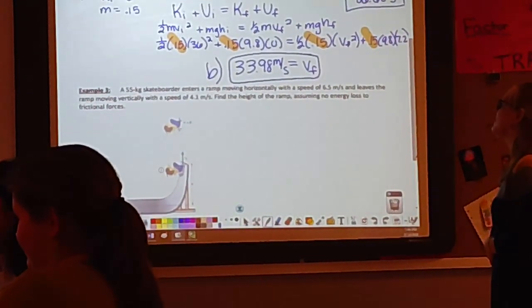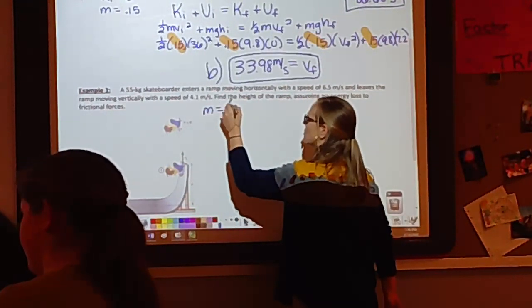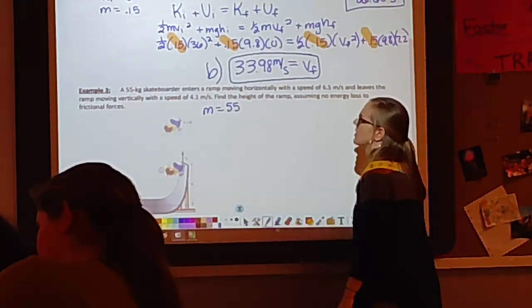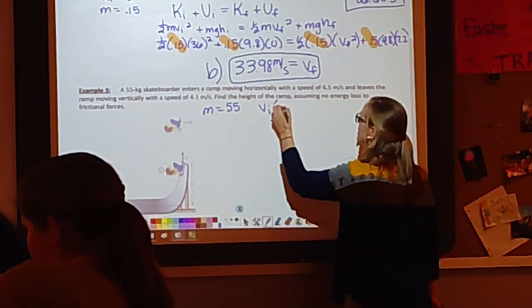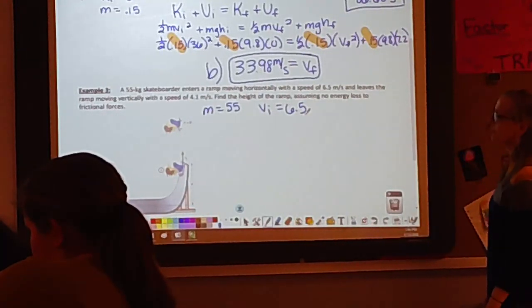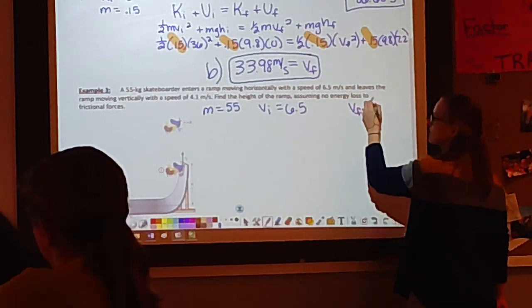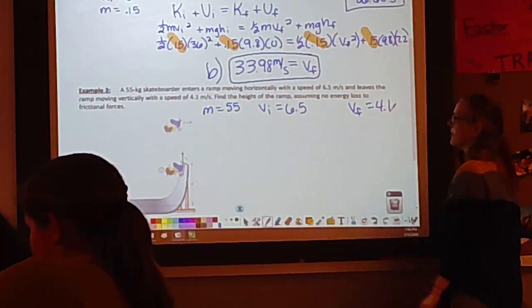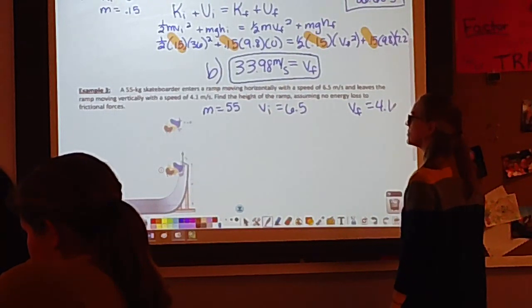A 55 kilogram skateboarder. Let's write m equals 55. Enters a ramp moving horizontally with an initial speed. I inserted the word initial. And leaves the ramp moving vertically with a speed. So that's the end, that's the final, because he's leaving the ramp. Find the height of the ramp, assuming no energy lost due to friction.